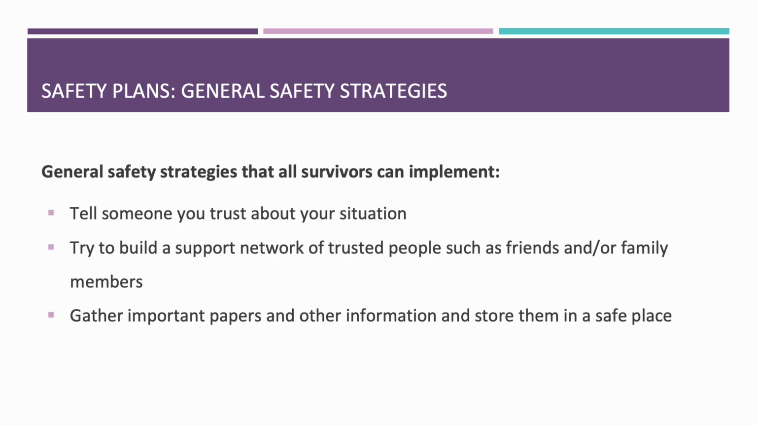There are some general safety strategies that are important to implement for all clients, regardless of their situation. These include the survivor telling someone they trust about their situation, trying to build a support network of trusted people such as friends or family members, and gathering important papers and other information and storing them in a safe place. The Rise of Safety Plans document lists general safety strategies that should be included in clients' custom safety plans. If you would like to see more examples of these strategies, please refer to the Rise of Safety Plans document.